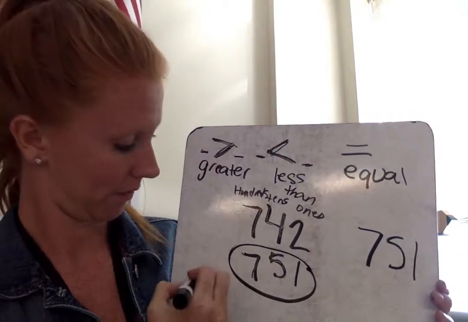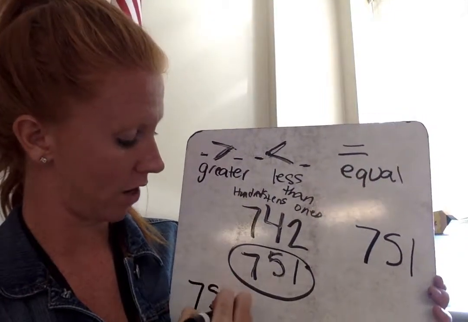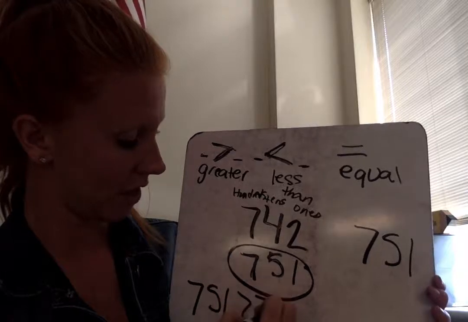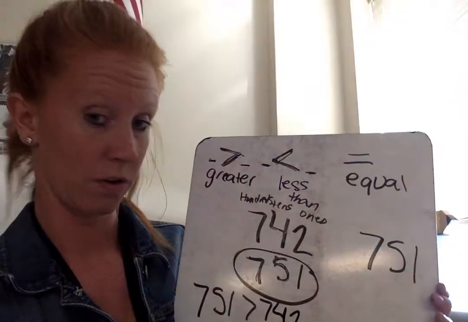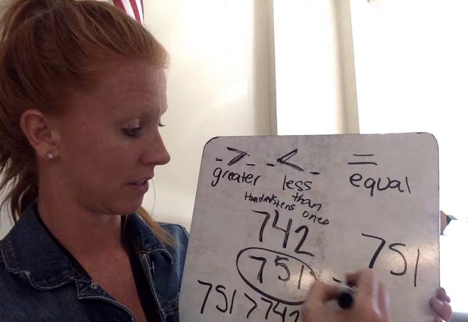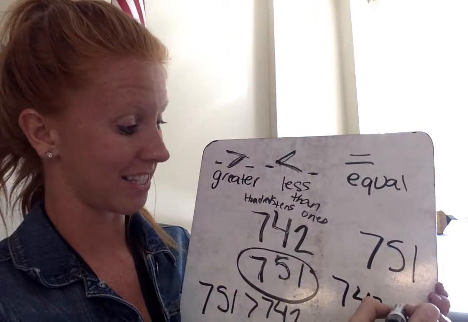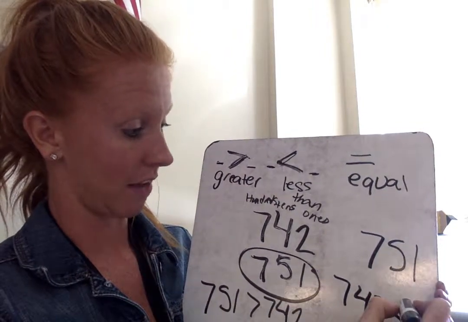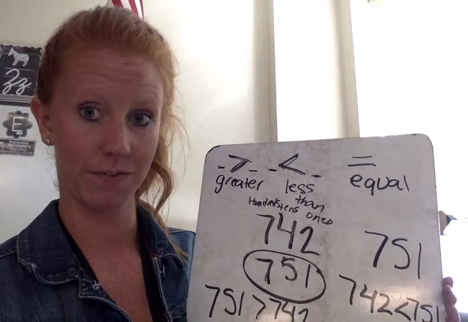We can write it like this. 751 is greater than 742. Or you can write it like this. 742 is less than 751. Okay? Let's try another one.